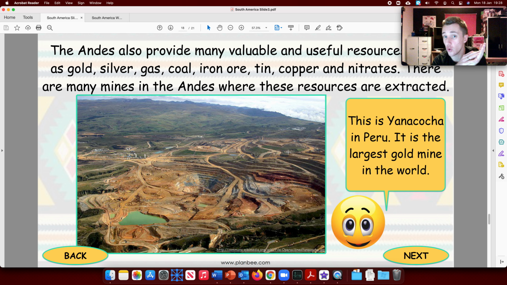Now, the Andes is also great because it provides lots of useful resources. It provides a lot of gold, silver, gas, coal, iron ore, tin, copper, and nitrates. And there are many mines in the Andes where these resources can be extracted. So it's good for farming and it's good for resources. So it's very valuable to the South American people. And this is the largest gold mine in the world here.